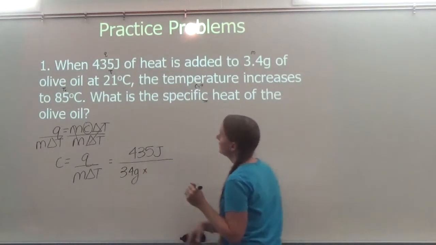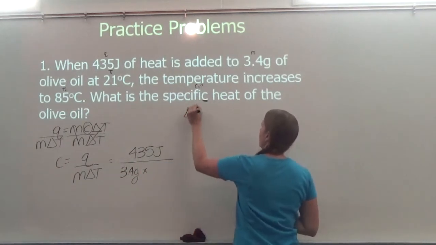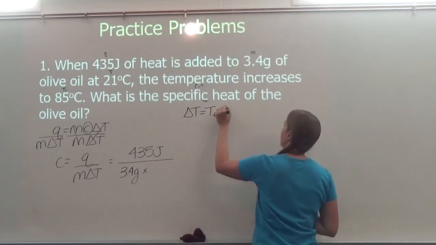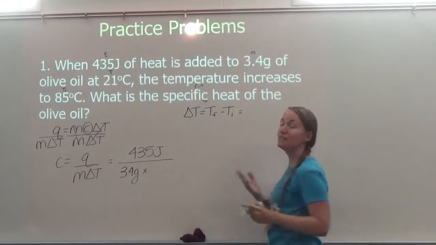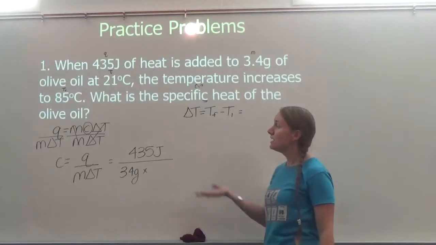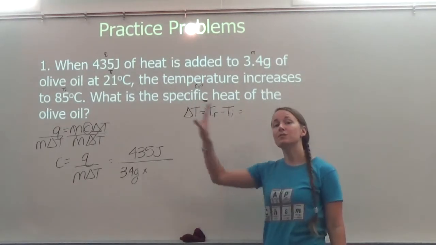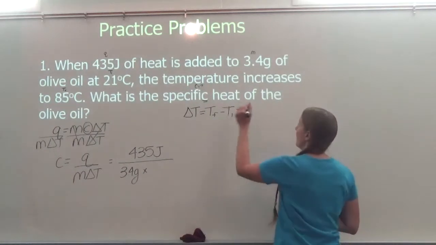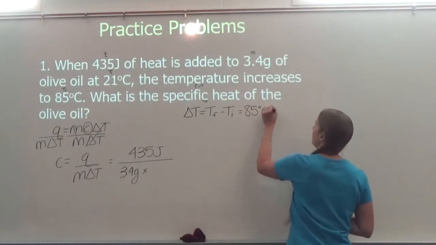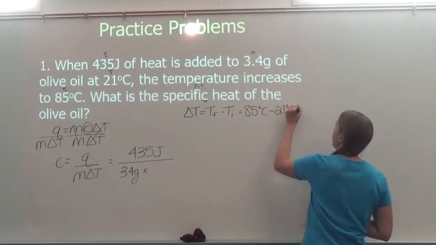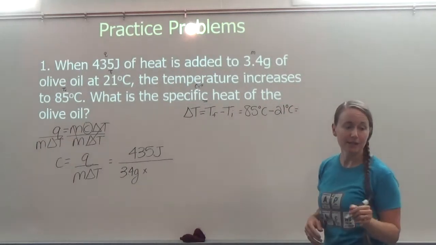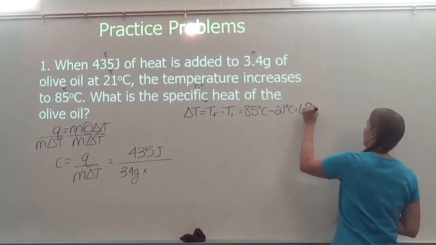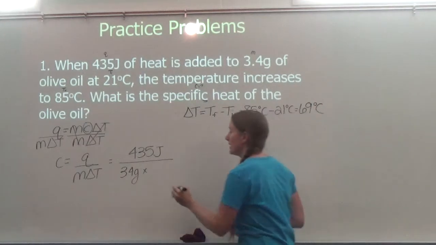And now I've got to do that delta T. Remember, delta T is my final minus my initial. Even if it gives you a negative number, that's okay. It just means Q will be negative, and that means the reaction is releasing heat instead of absorbing it. All right, my final was 85. My initial was 21. Once I subtract, I end up getting 69. And I'll plug that in down here.